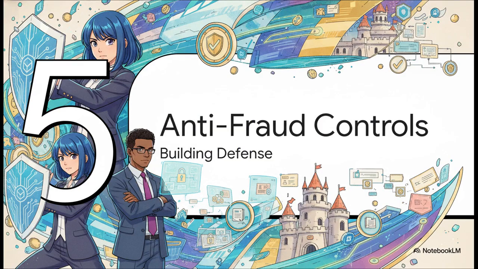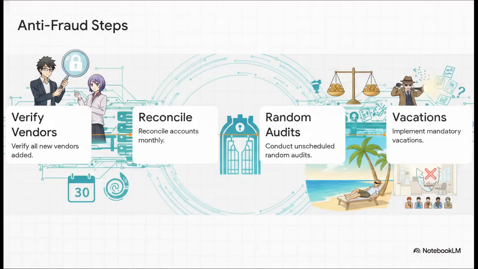Moving to Section 5, building anti-fraud controls. Okay, so here's how you build a rock-solid defense. Step 1, verify all new vendors using a completely different person than the one who added them. Segregation of duties is key. Step 2, reconcile those accounts monthly. Step 3, conduct unscheduled, random audits to keep everyone on their toes. But Step 4 is absolutely brilliant.